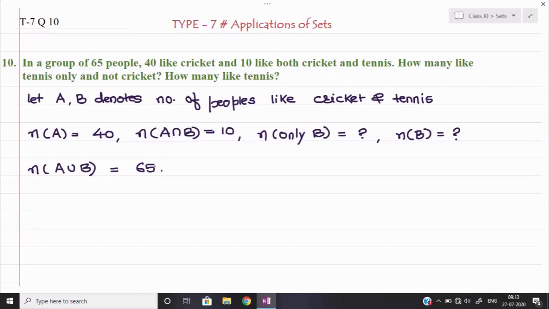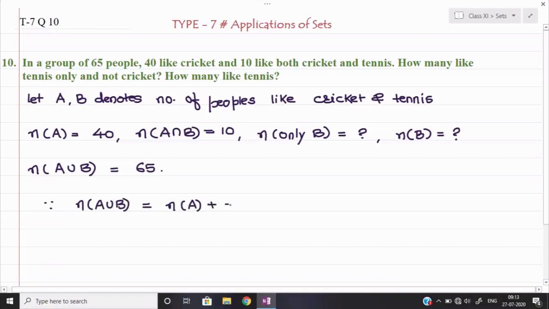Now see, first we need to find out the value of n of only B and then n of B. n of only B we cannot find out until and unless we find out the value of n of B. So first I am applying the formula here: n of A union B is equal to n of A plus n of B minus n of A intersection B.